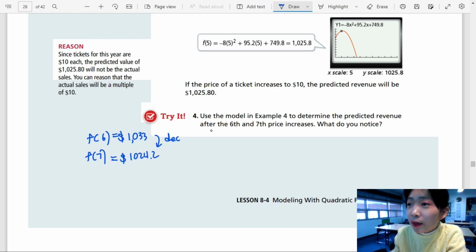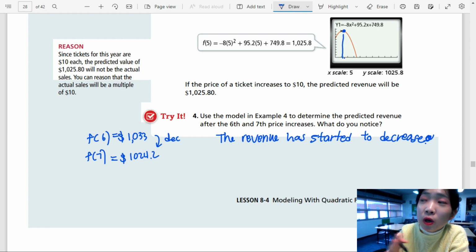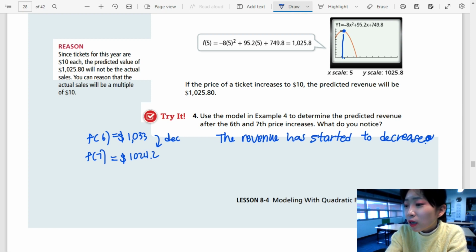So you can say the revenue has started to decrease. So in order to get the maximum profit or the revenue, you want to stop at some point. You don't want to keep raising the prices. Otherwise, people will not buy. They will stop buying it and spending money for it because it's not, I guess, worth the price. So then your revenue will drop. So that is a good model to show where you can stop raising the prices.